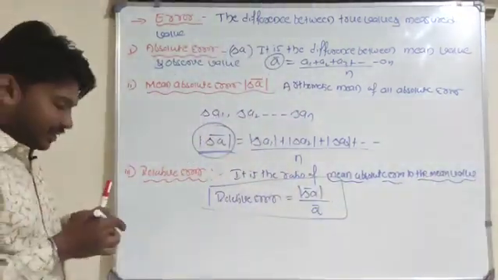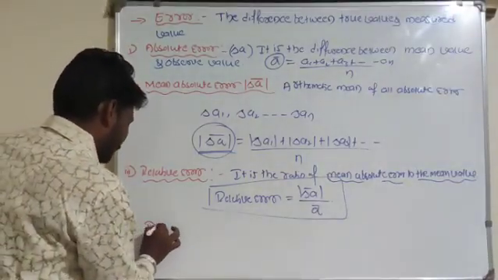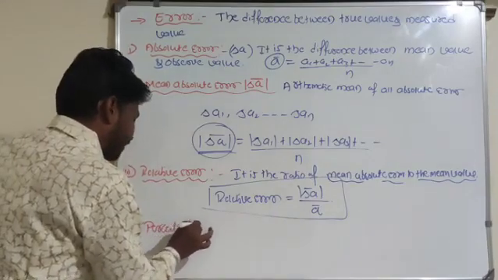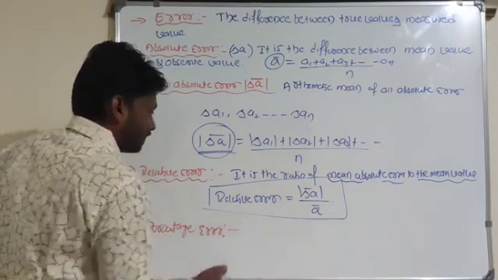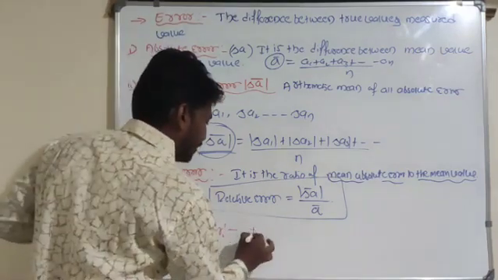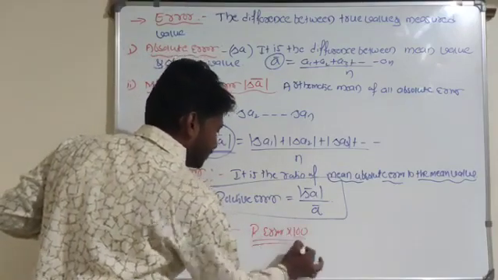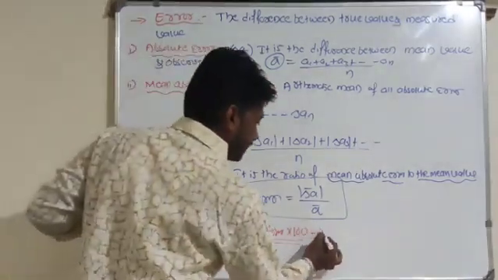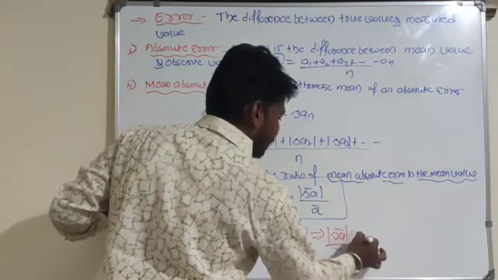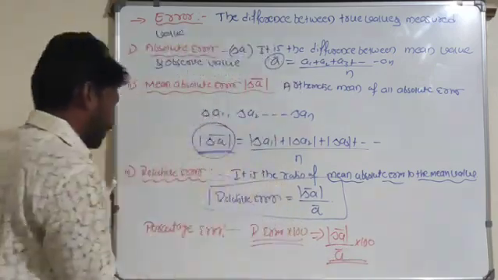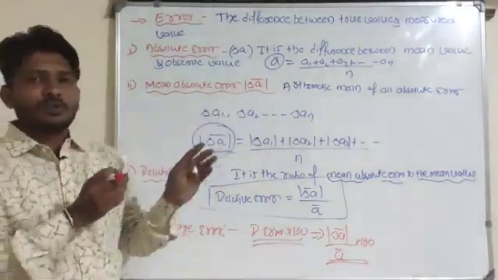The next one is percentage error. Percentage error is nothing but, I can find that error in terms of percentage. So that percentage error is relative error into 100. Relative error into 100 is nothing but the percentage error. Or we can say it is delta of A bar divided by A bar into 100. This is the way to find out the percentage error here. I will give you some questions, so I hope you will solve them.